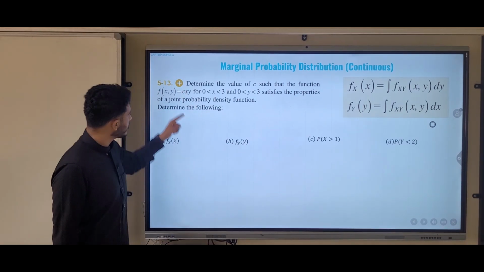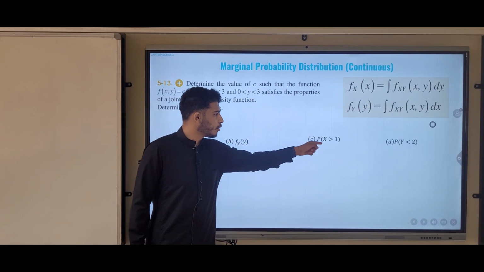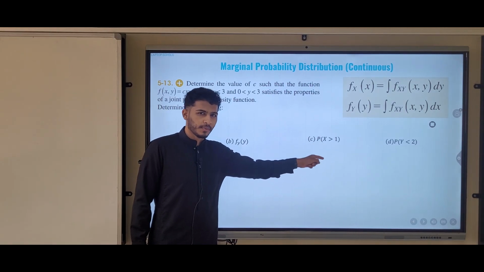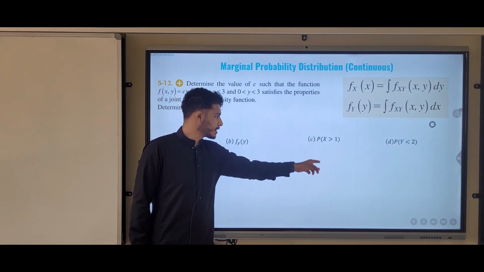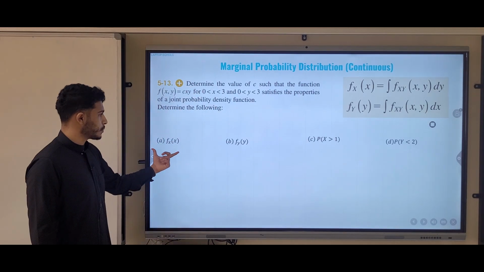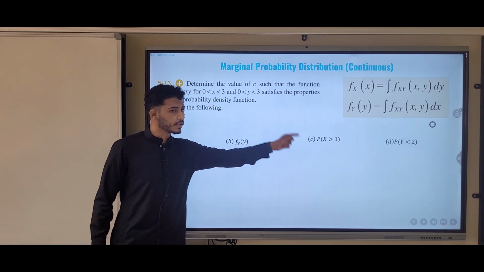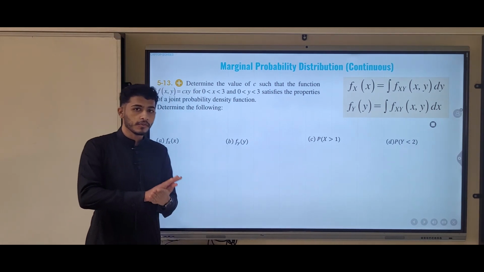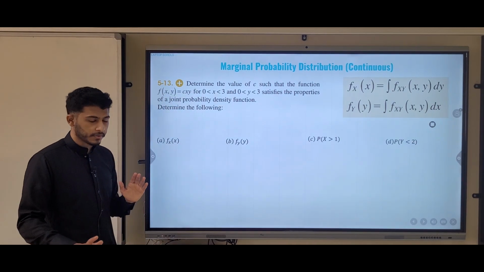Remember, if we would integrate the joint function, we would have to integrate over the whole region of the variable that is not there, which is y. So we'd have to integrate over the whole region of y, then our desired range of x. But when we find the marginal, we can directly integrate over the desired range. We don't need to integrate over the whole region of the variable that is not present.